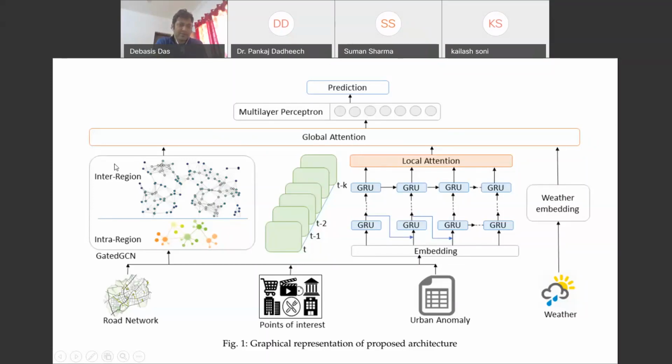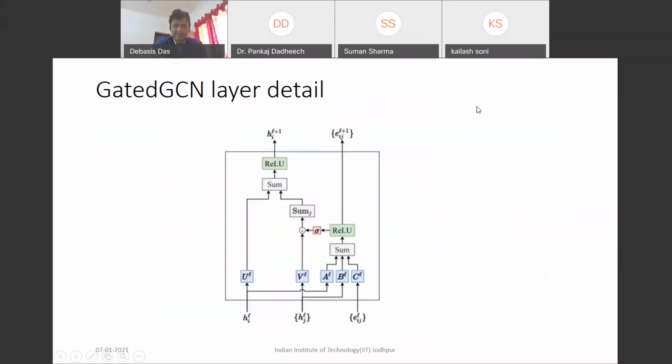Okay, so here we are using the gated GCN, and here we are using the GRU, gated recurrent unit. These are chosen based on the application and our dataset; we identified these as the suitable models. Then finally, our objective is using the global attention layer and the multi-layer perceptron, and finally the prediction. Okay, so this is basically the concept in detail.